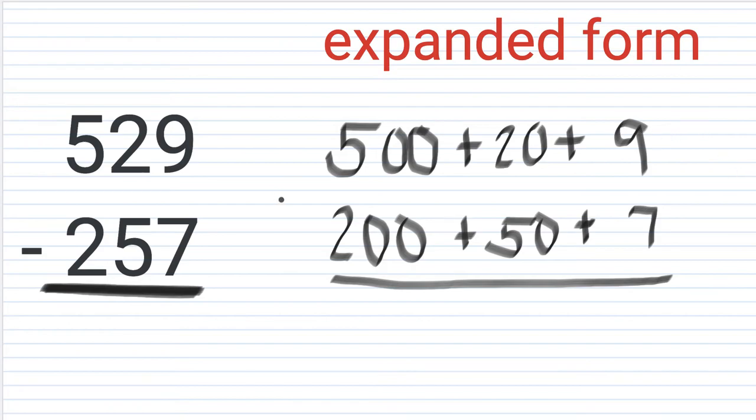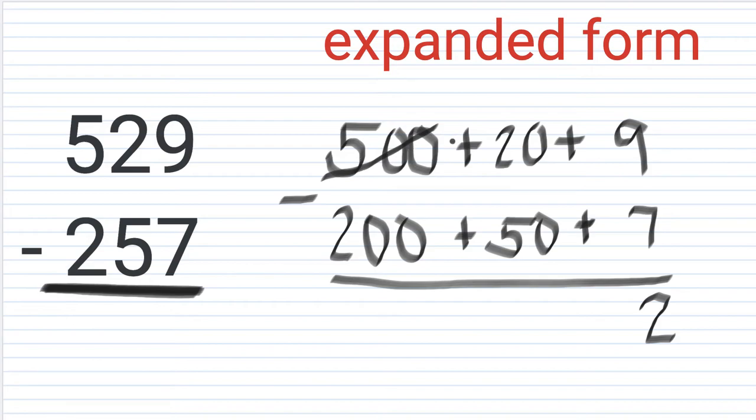So 9, let's have the ones place first. 9 minus 7, of course it's possible, and the answer is 2. It's possible because 9 is greater than 7, so you can subtract. But here, 20 minus 50, it is not possible for you to subtract because 20 is lesser than 50. So what you will do is borrow a number here. Since this is in the hundreds place, you will borrow 100.